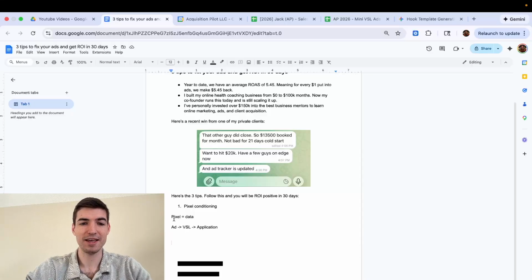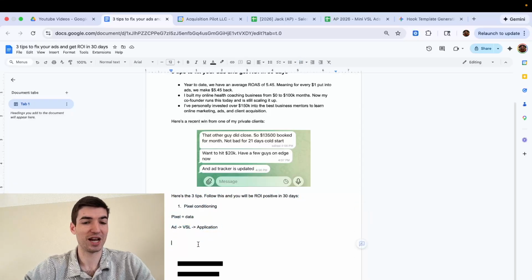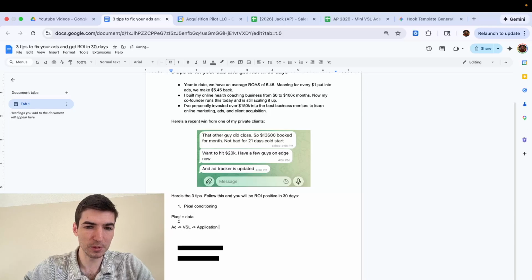If you do this right, your pixel will be conditioned with the right types of people, and so your ad will be put in front of more and more of the right types of people. If you do this wrong, like if you're getting a ton of unqualified leads right now, this is why. Your pixel is conditioned, it's just conditioned for the wrong people. And so that's why you're getting the unqualified leads, people who don't have money, people who are just not a good fit at all. I've seen people get leads that are completely irrelevant to whatever they're actually selling. This is a big reason why, pixel conditioning.